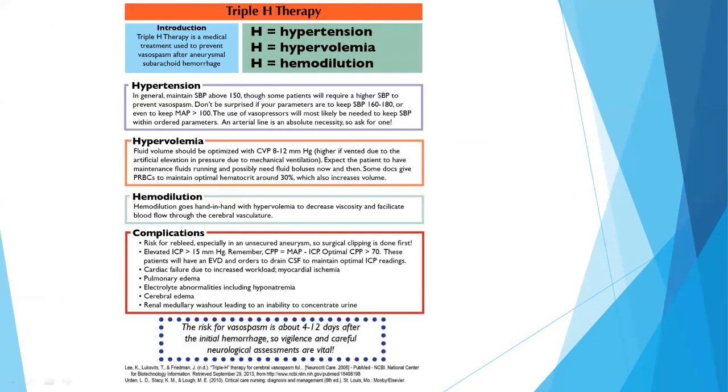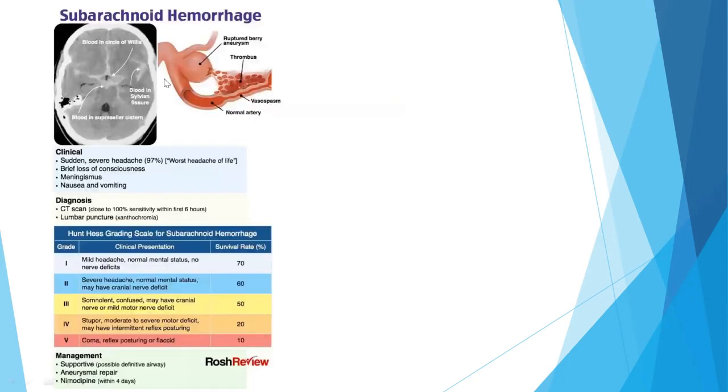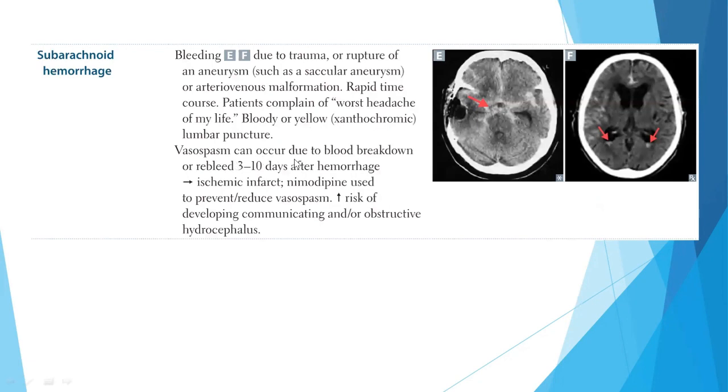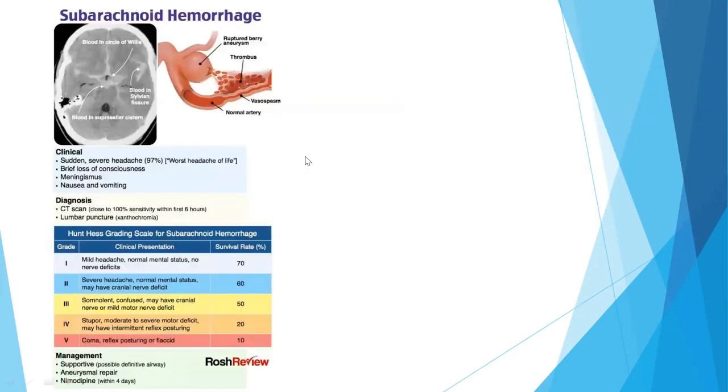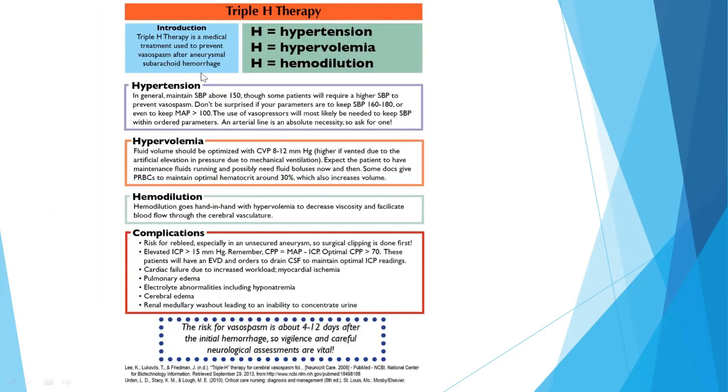Now, talking about the triple H therapy for this sort of disease. Triple H therapy is a medical treatment used to prevent vasospasm after aneurysmal subarachnoid hemorrhage. You have seen here that vasospasm can occur. So, to treat the vasospasm, we prefer the triple H therapy, which means hypertension, hypervolemia, and hemodilution. Hypertension, in general, is to maintain the systemic blood pressure above 150. Some patients will require a higher systemic blood pressure to prevent vasospasm.